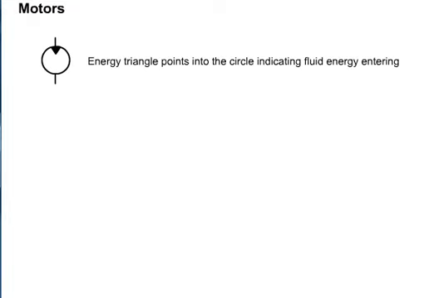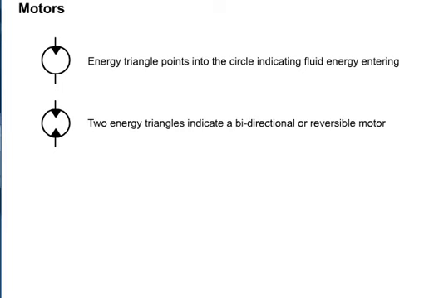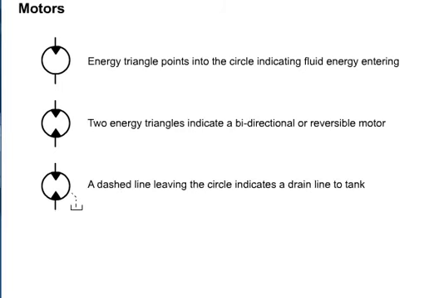Motors. Hydraulic motor graphic symbols are opposite of hydraulic pumps. Their difference being the energy triangle points into the circle, indicating fluid energy entering. Two energy triangles pointing in indicate a bidirectional or reversible motor. As with pumps, many hydraulic motor designs have internal leakage. A dotted line leaving the circle indicates a drain line to the tank.